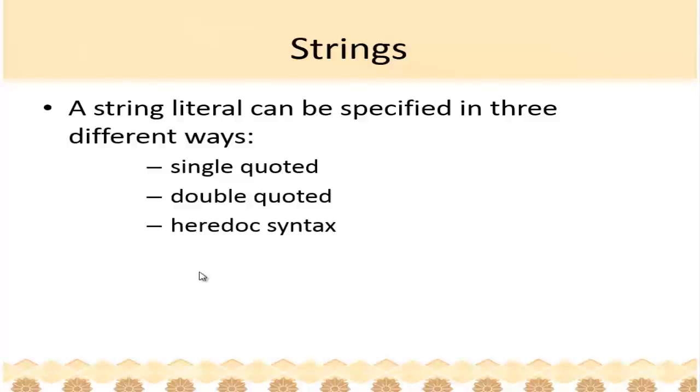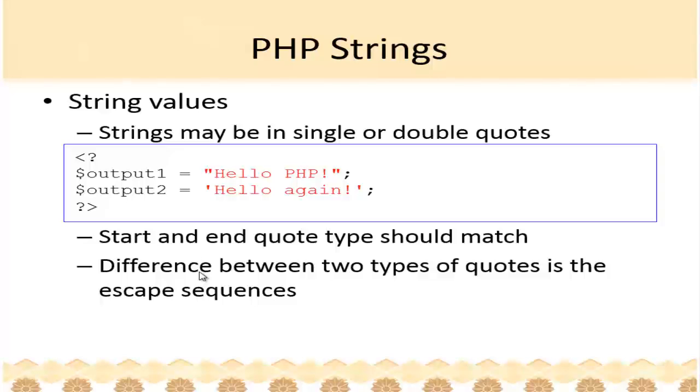Okay, then let's look at strings. There are three types of strings: strings put in single quotes, strings put in double quotes, and the heredoc syntax. We'll look at both of them. There is a difference between putting a string in single quotes and putting it in double quotes. So let's look at how you put that string.